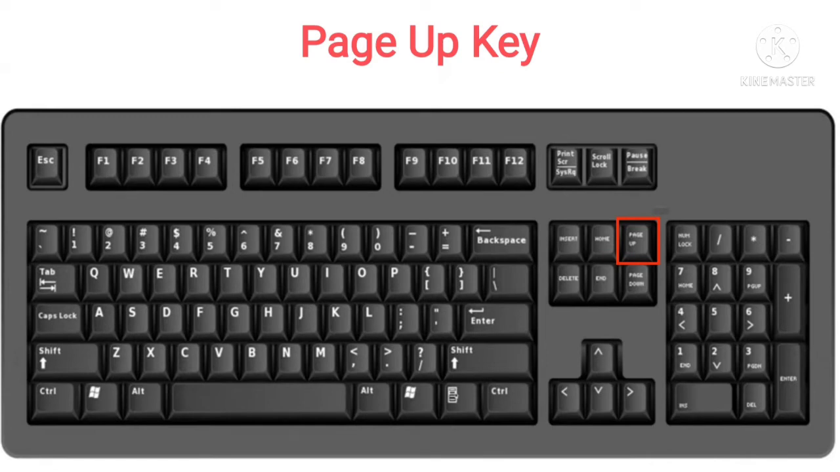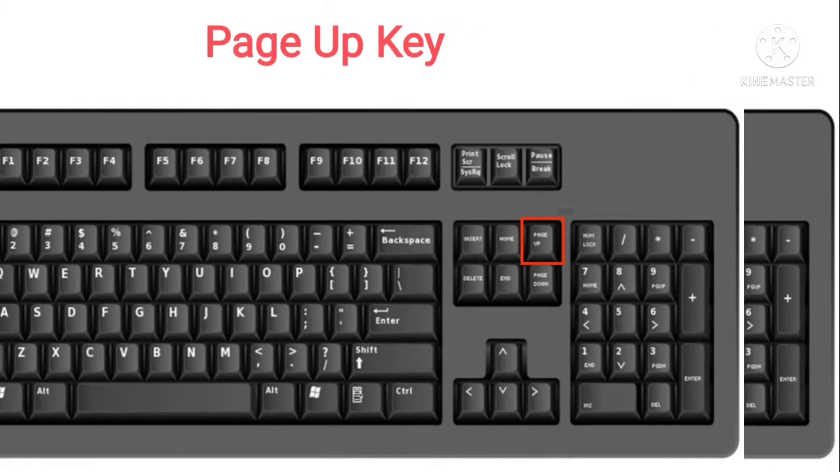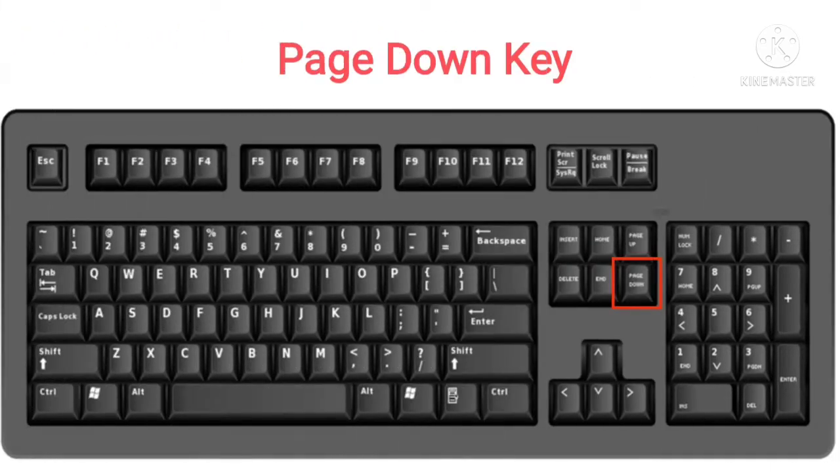Now page up key moves the cursor up by one screen. So if your document is having multiple pages, so what this page up key will do? It will move your cursor one page upside. That means it will take you to the previous page.